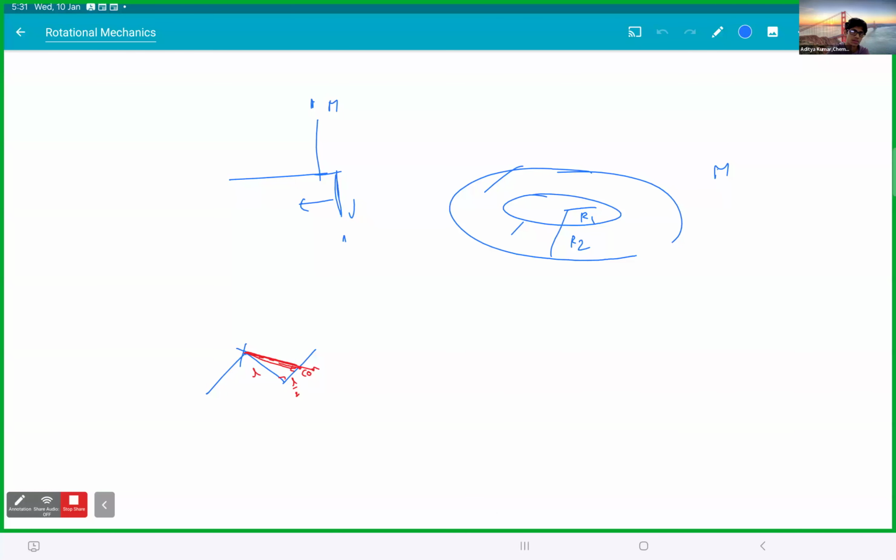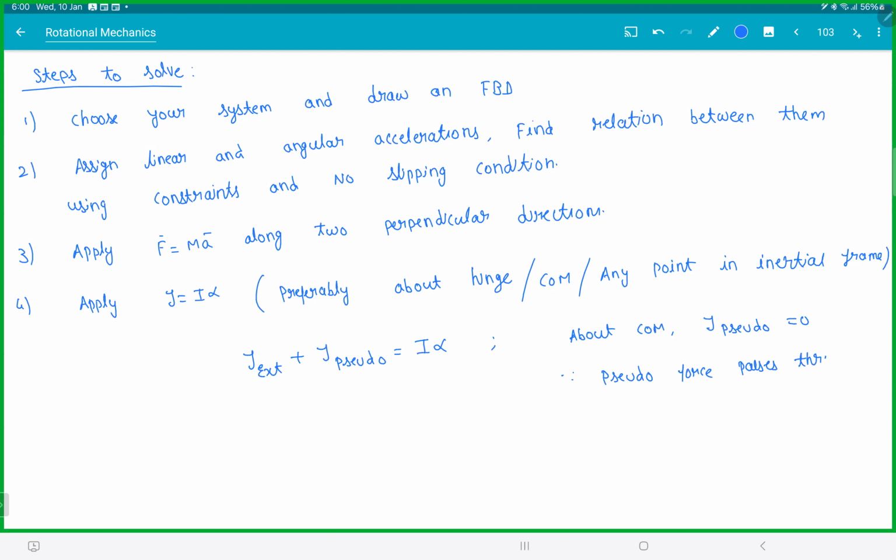That means even if the center of mass accelerates, if you take torque about the center of mass, the pseudo force will pass through the center of mass. Therefore, the torque won't matter. So about the center of mass, torque due to pseudo force is 0. Center of mass is one special point. Even if it is accelerating, which is a non-inertial frame, the formula still works properly because the pseudo force will pass through the center of mass. So you can always take the center of mass, it always works. But any other point, you have to check.